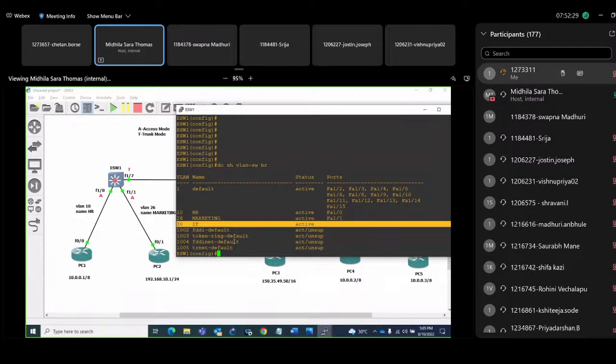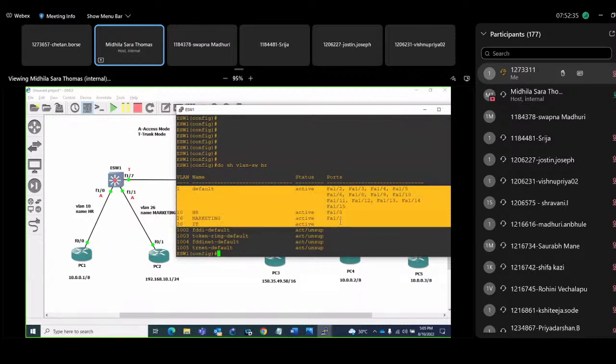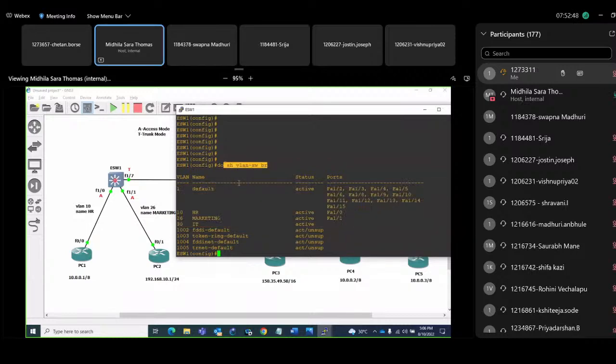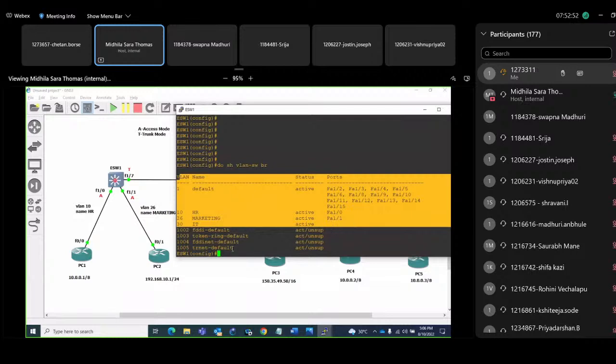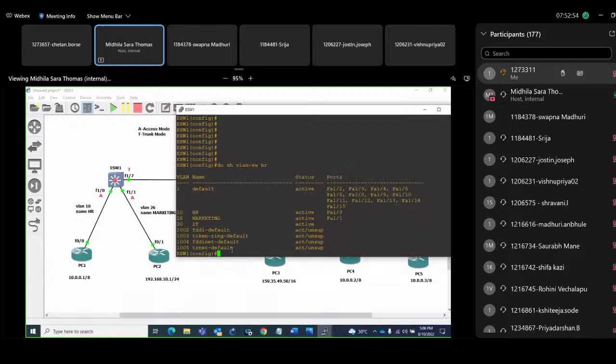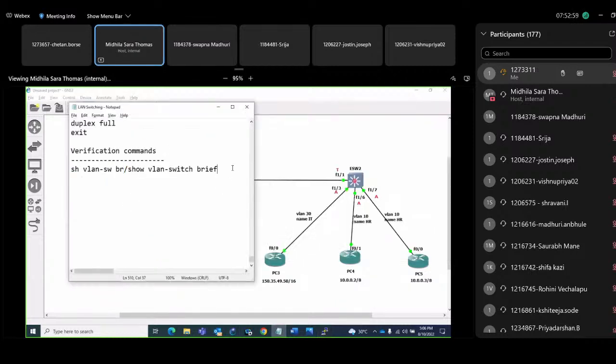Now how many of you will be thinking, where is F1/7? Anywhere can you see F1/7? Guys, this command shows the ones which are in the access mode. Now, where is the trunk F1/7? How will I see it?